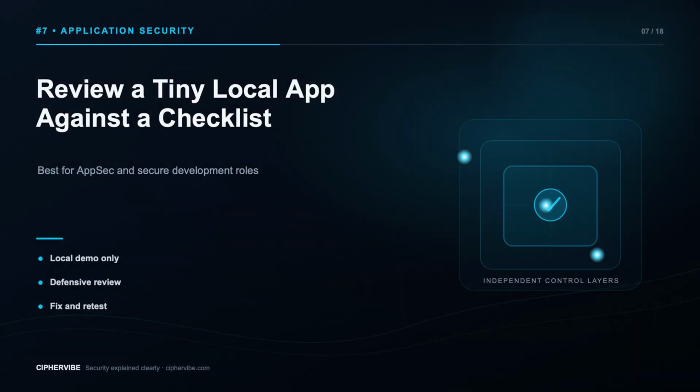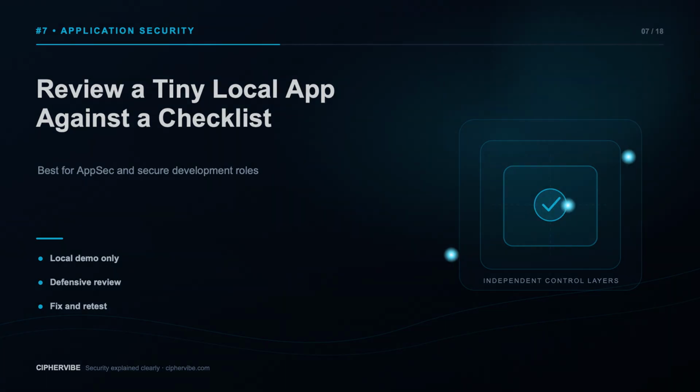Project 7 is a defensive review of a tiny application you own. Check input handling, secrets, access control, dependencies, logging, and security headers. Fix one intentionally weak configuration and retest it. Publish a before and after checklist, the safe code diff, and the verification result. Do not probe someone else's website. Localhost is enough to show the method.